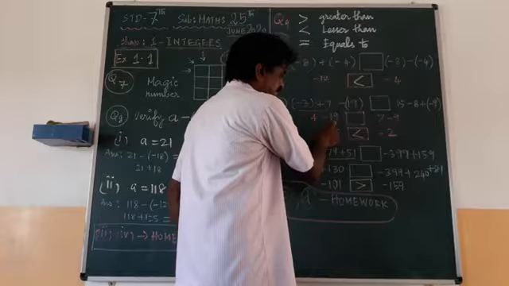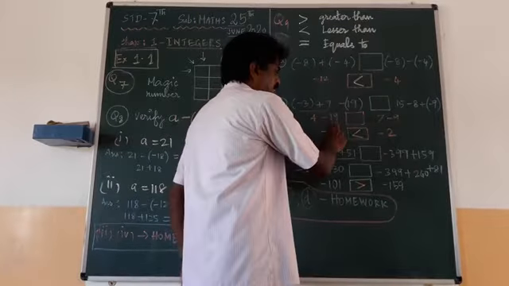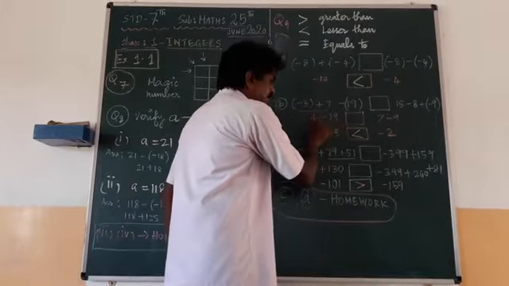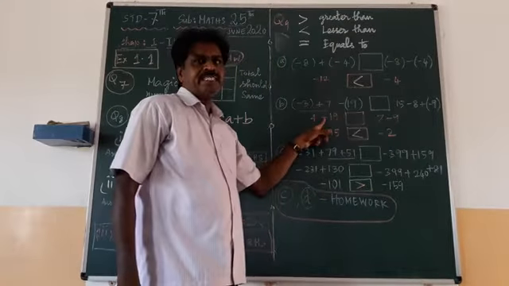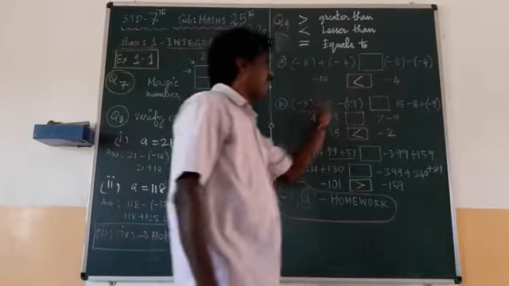Minus 19 is greater here. Plus 4 is smaller here. 19 is greater number. 19 minus of 4 is 15. Greater number is having minus sign, so I am putting minus here. Other side.